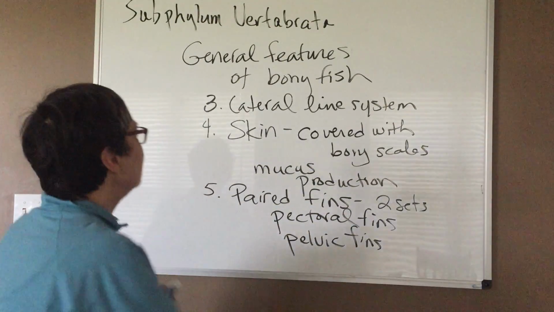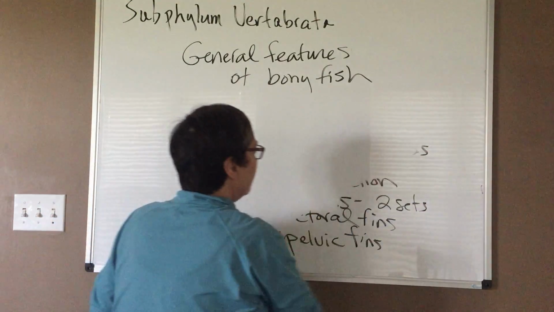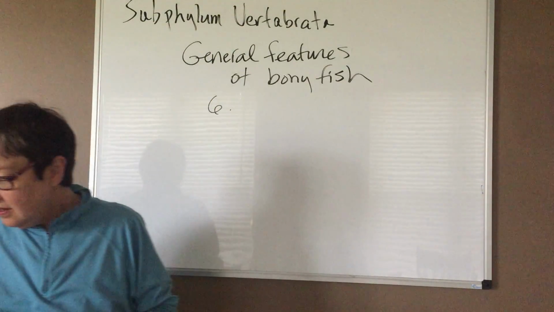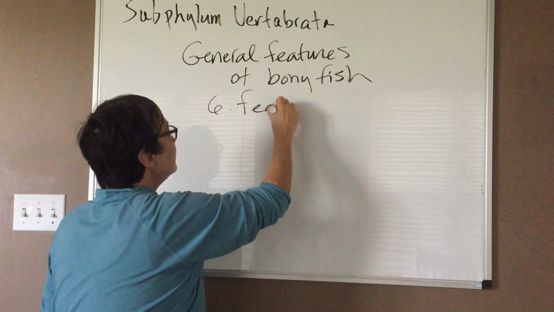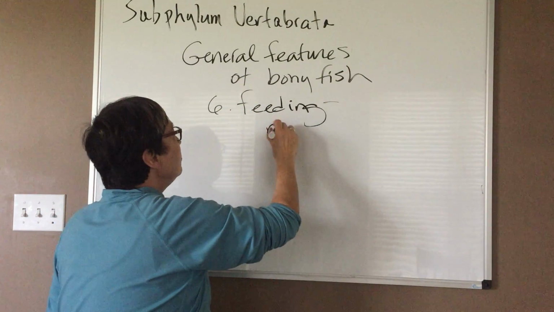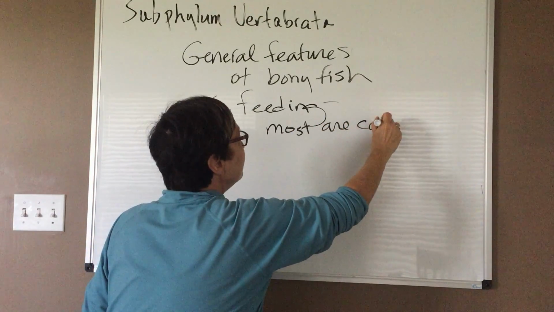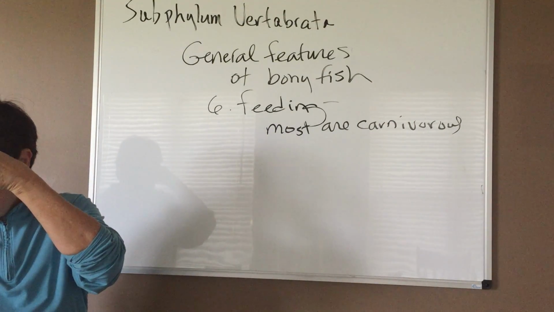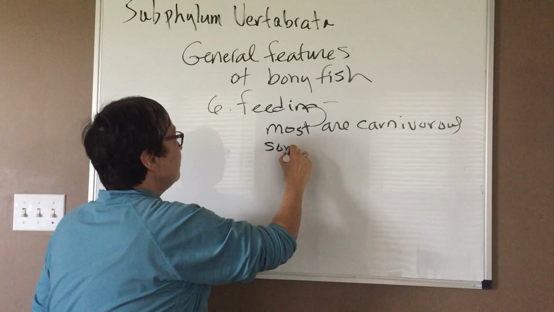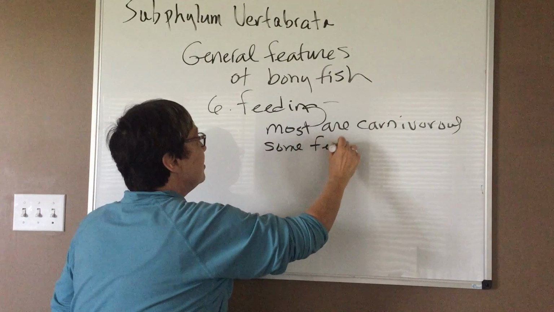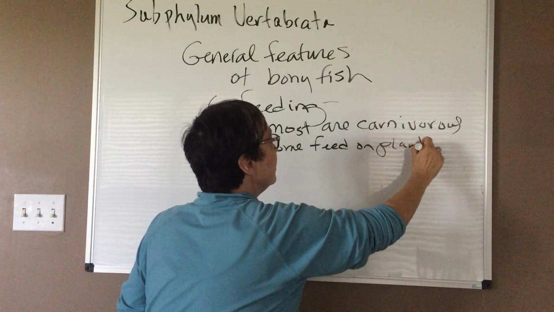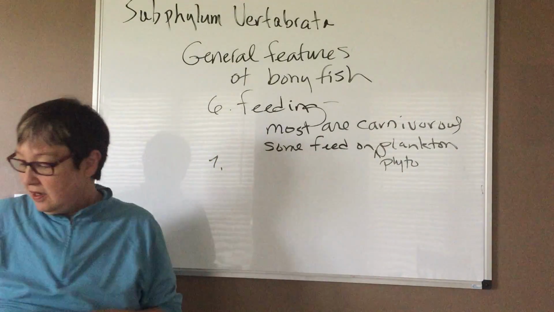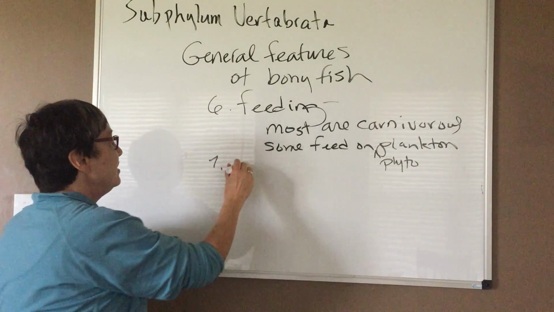Okay, characteristic 6. The feeding characteristics of this group: most are carnivorous, but some feed on plankton, even phytoplankton. A couple of other characteristics.